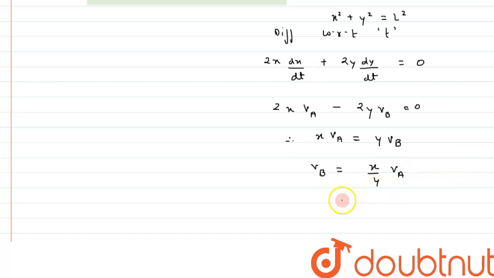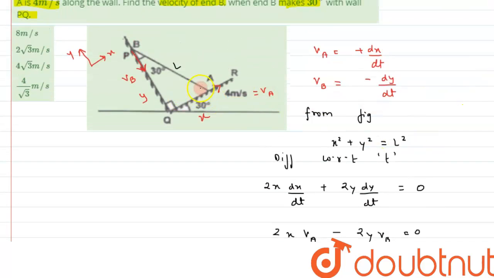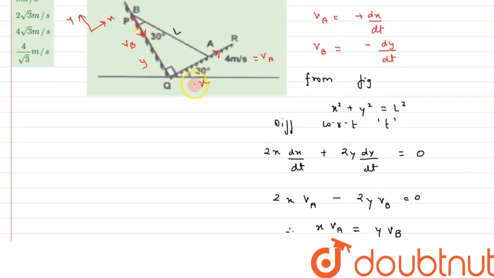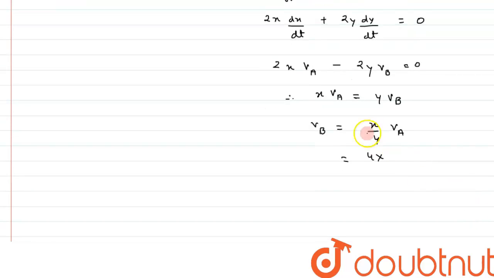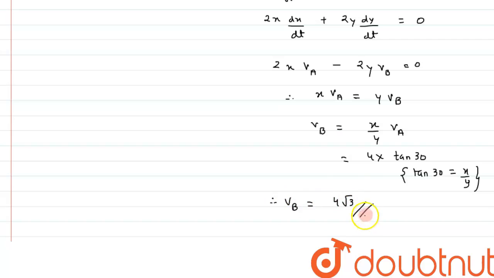The value of VA has been given as 4 meter per second, into x by y. So from the figure we can say x by y is nothing but tan 30, which is opposite upon adjacent. We can give the reason: tan 30 is x upon y, from the figure we can see it. Therefore the value of VB comes out to be, tan 30 being 1 by root 3, so the answer comes out to be 4 root 3 meter per second.